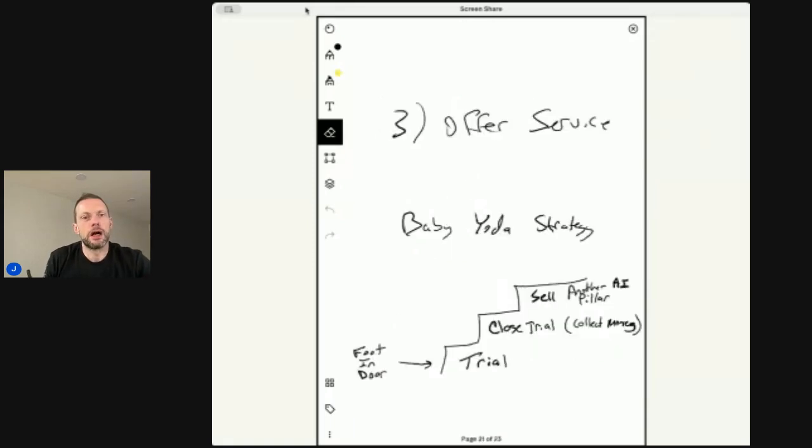Now, I want to typically have a structure to keep things organized and a process for me to follow. Okay. I always break this down as the Baby Yoda strategy, right? And it looks just like this, right? I'm going to start with a foot in the door offer, typically offered on a trial basis. And then all I need to do is present that trial. Hey, here's the service done for you. Do you want to buy it? And then I'm just closing the trial, right?